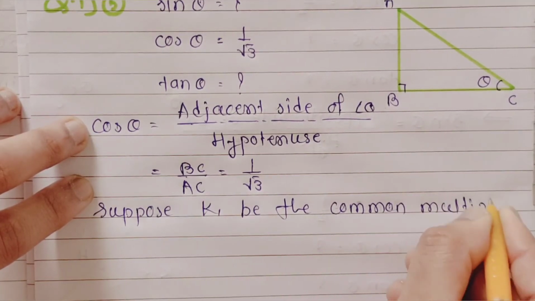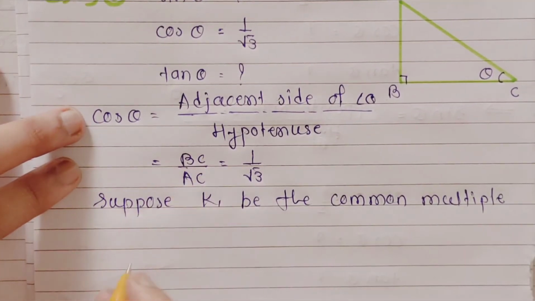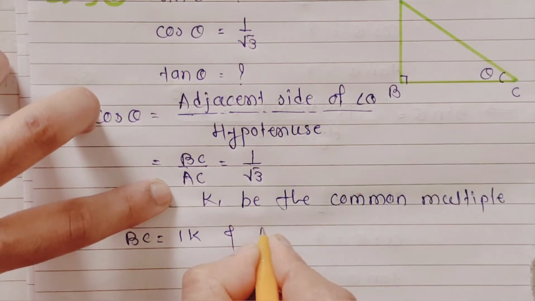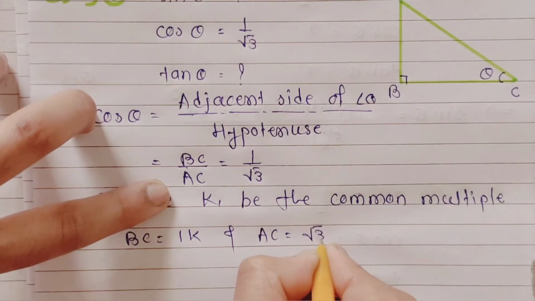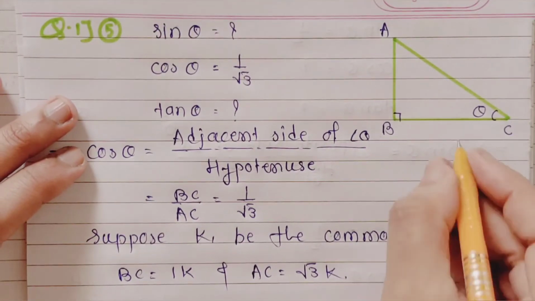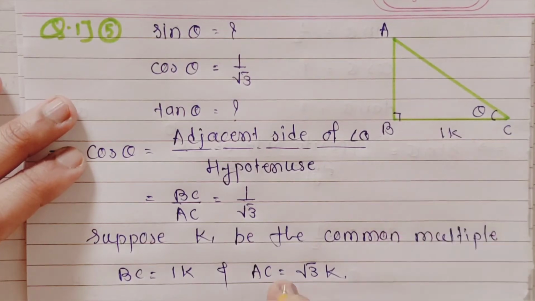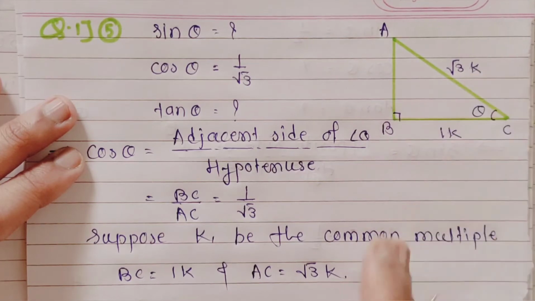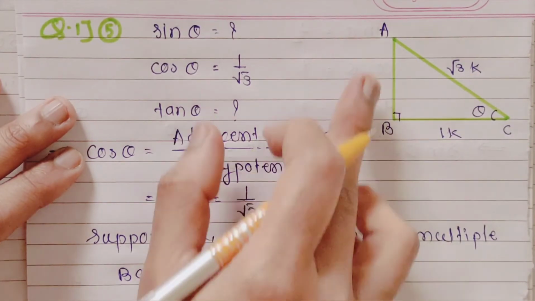So therefore we can write BC is equal to 1K and AC is equal to root 3K. Is it clear? So here we mention BC is equal to 1K and AC is equal to root 3K. Is it clear? So first we have to find out the length of AB.